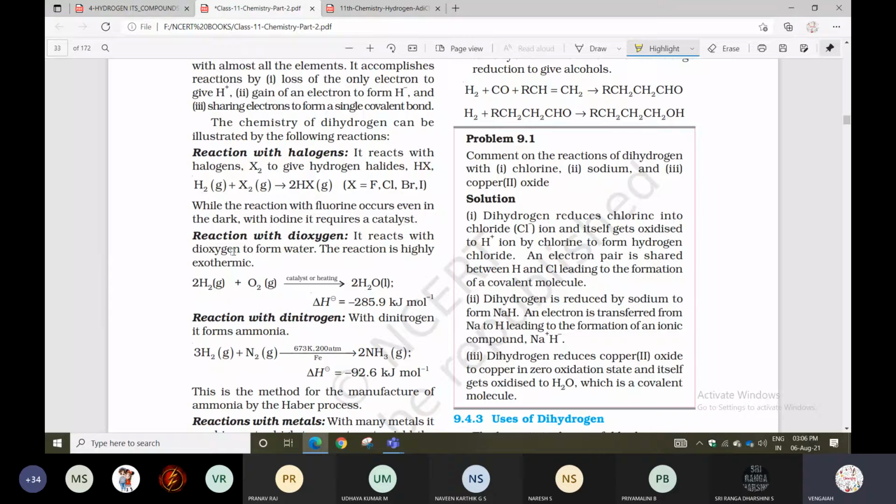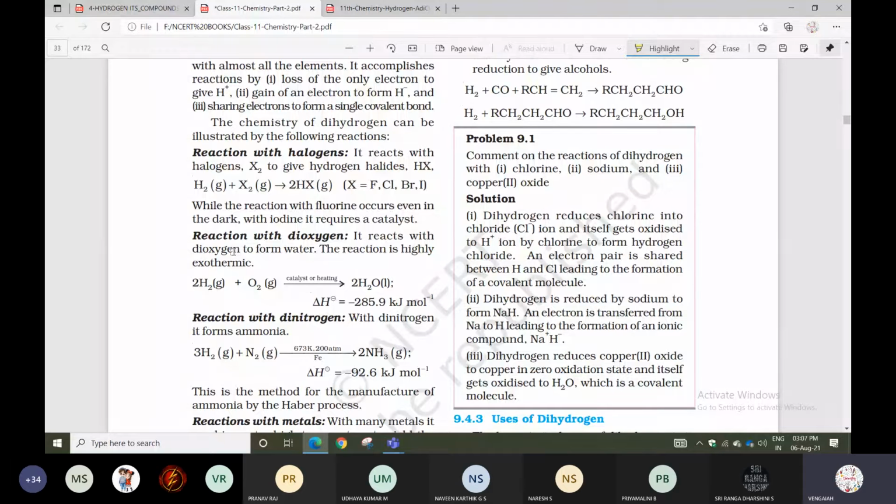Reaction with dioxygen: it reacts with dioxygen to form water. The reaction is highly exothermic. H2 plus O2 form H2O. Next is the reaction with dinitrogen. Dinitrogen forms ammonia: H2 plus N2 form NH3. This is the method for the manufacture of ammonia by the Haber process. Okay?